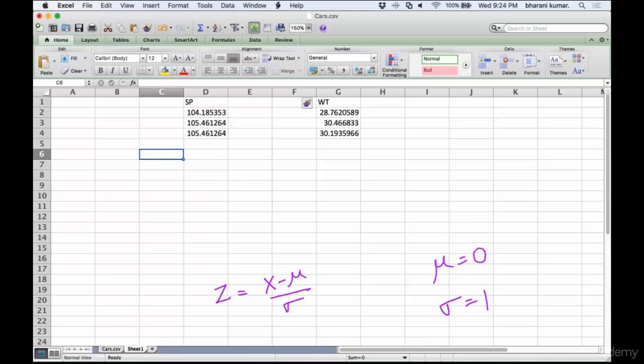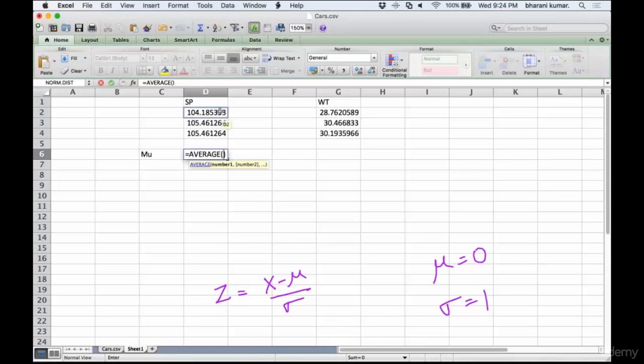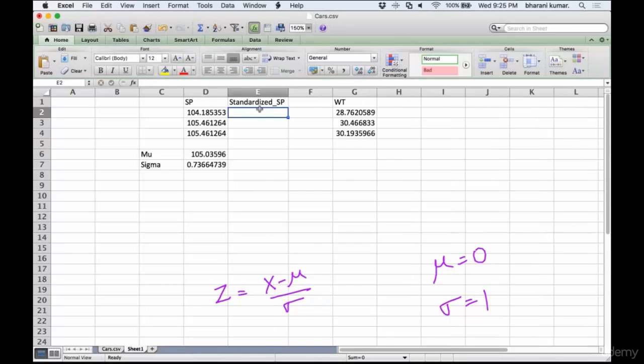In order to calculate mu, that is the mean, you just need to type in the average of these data points. And if you want sigma or standard deviation, it is nothing but the standard deviation of these. Now if you want to get the standardized value of the top speed of the vehicle, what is the formula? X minus mu over sigma, this one. So it is X minus mu divided by sigma.